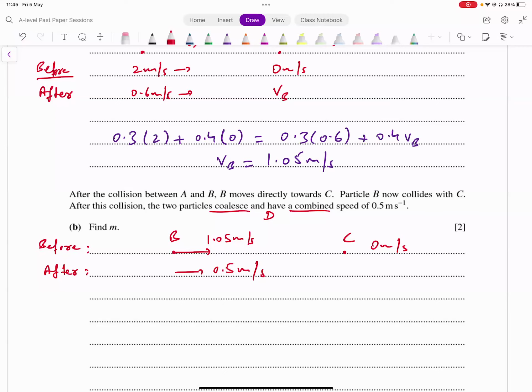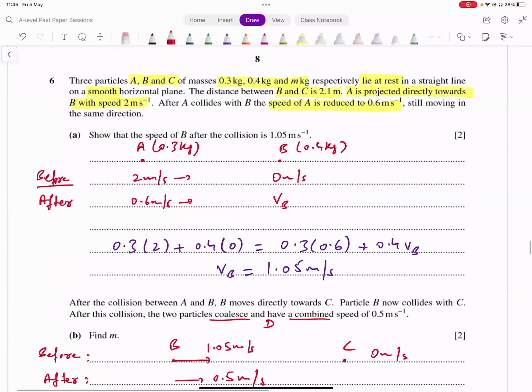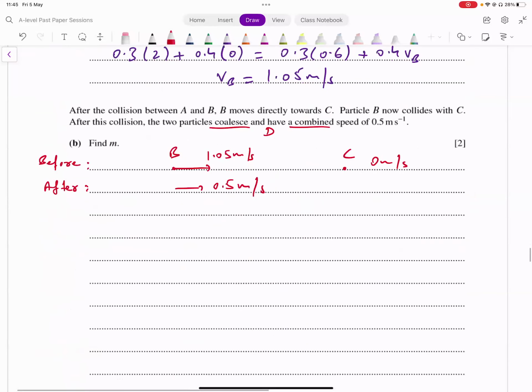ठीक है, अब क्या करना है आपको, M find करना है. What was M? B का mass उसने दिया हुआ था, B का mass was 0.4 kg. So B का mass is 0.4 kg. C का mass was M. D का mass कितना आएगा? D का mass will be the sum of those two, M plus 0.4.